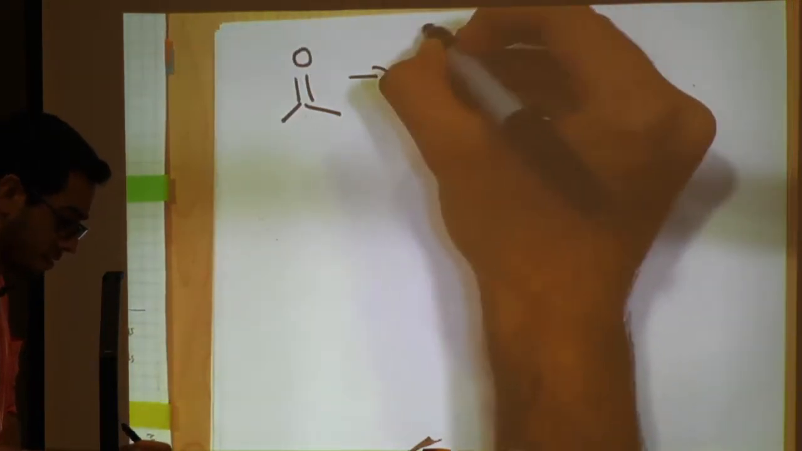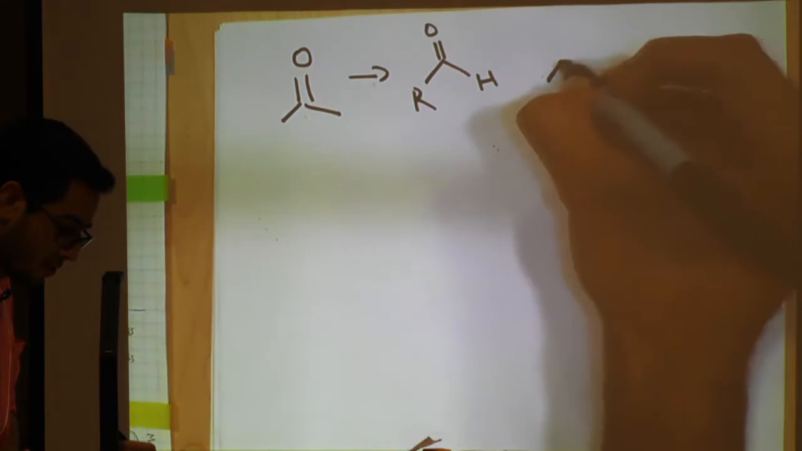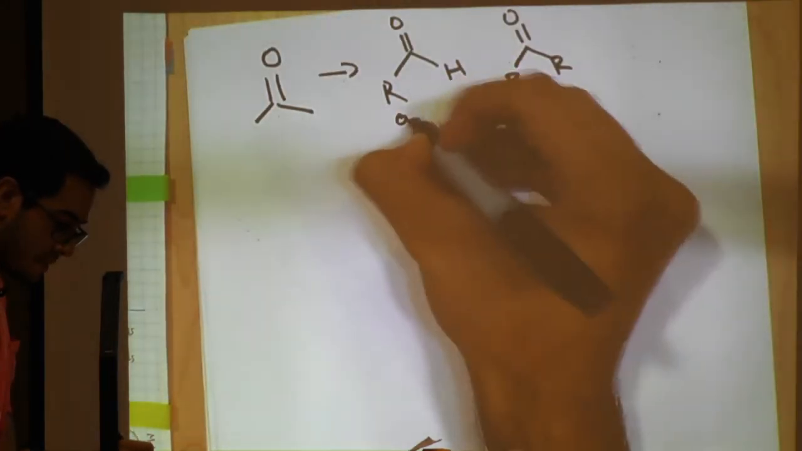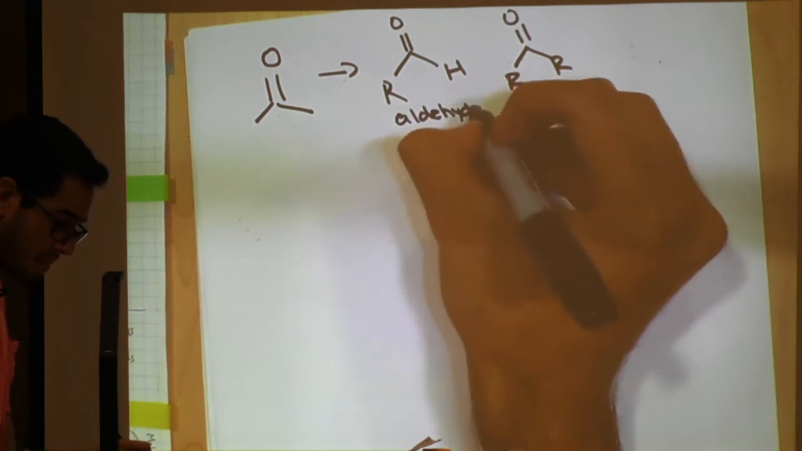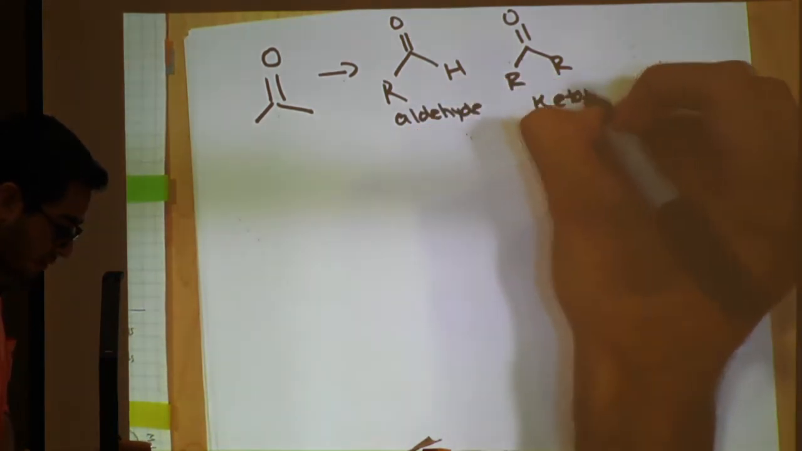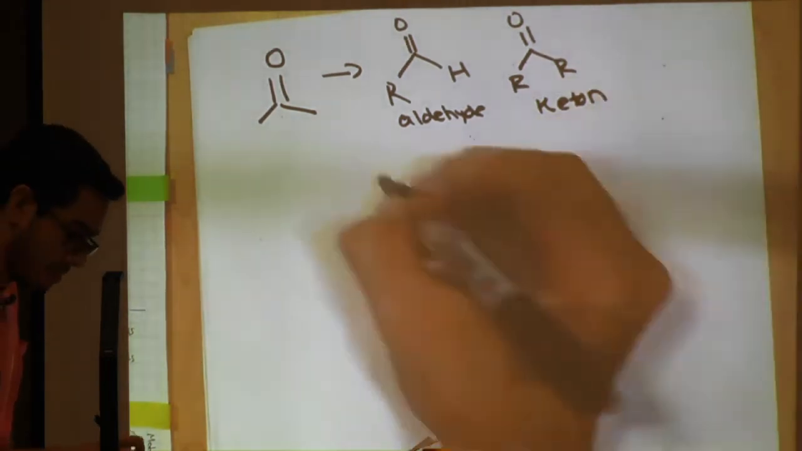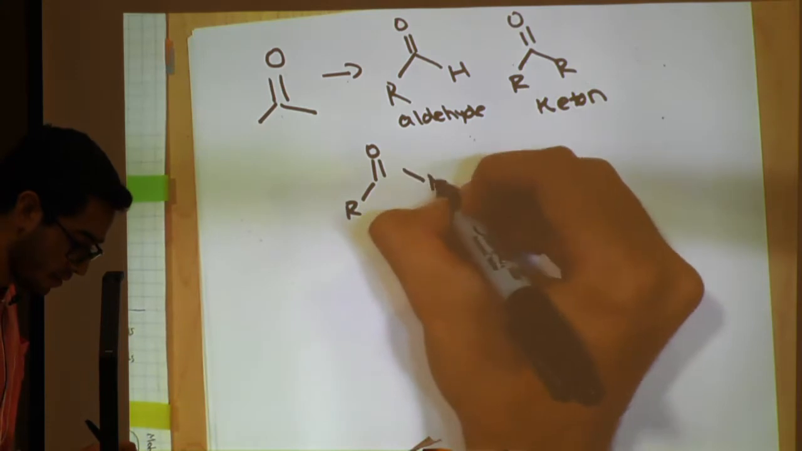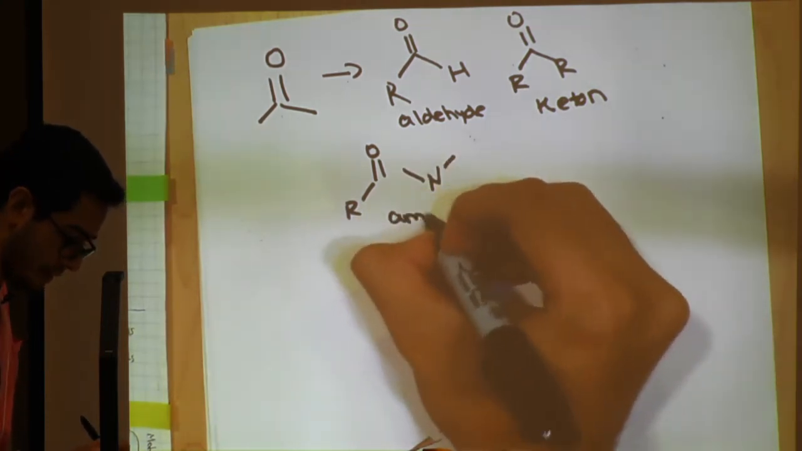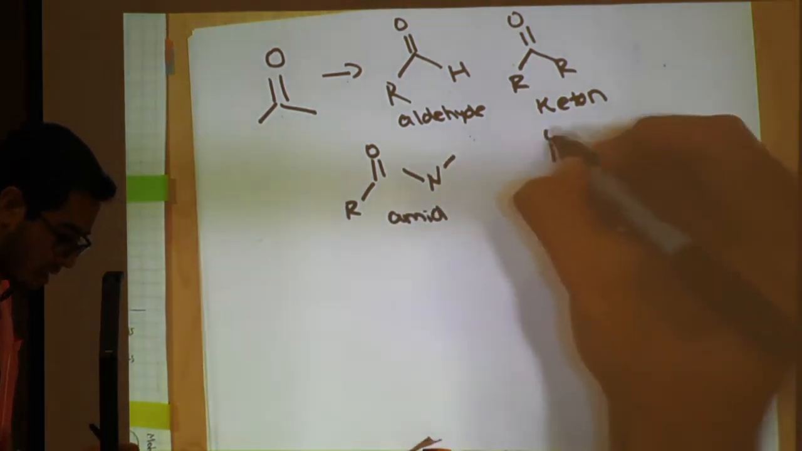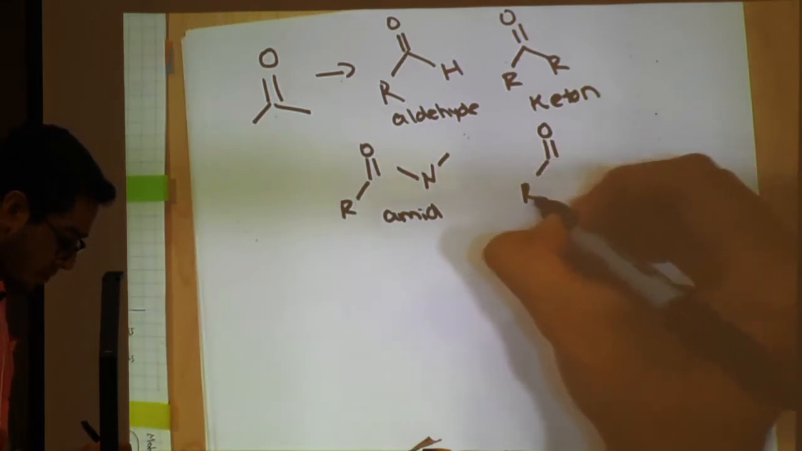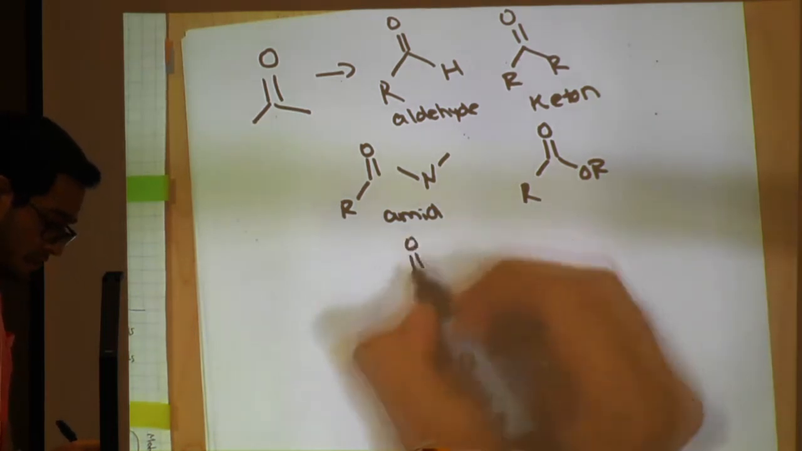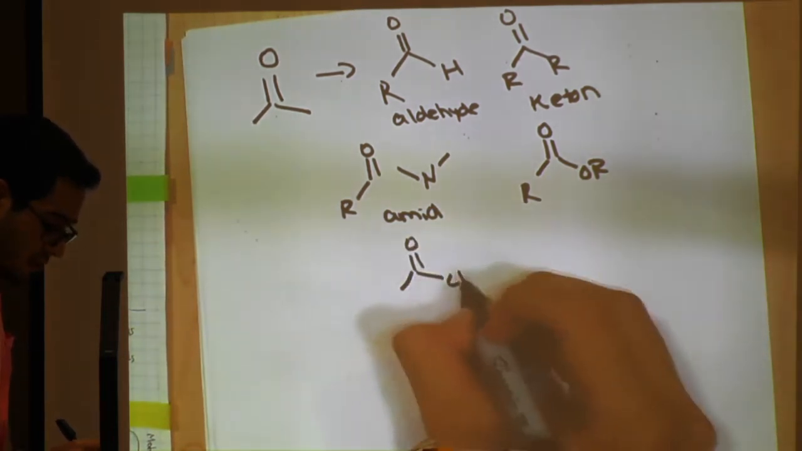aldehydes, ketones, amides, going double bond O, R, and again, esters. It's important that you remember these functional groups from Orgo 1. And acid chlorides. So we're all on the same page, right?